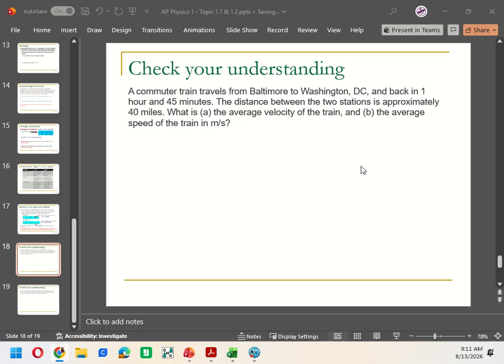Is 1 mile equal to 1609 meters? They're equal. If you multiply any number by 1, you get the same value. But what we're doing is changing the way it looks. So it's going to be the same value.